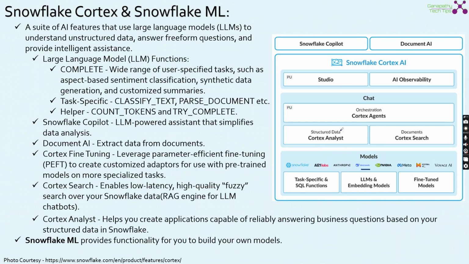On top of that, the chat related functionalities are provided using Cortex Analyst, Cortex Search and Cortex Agents, and then on top of that we have Cortex Studio and AI Observability. Then finally, on top of everything, we have Snowflake Copilot and Document AI. We are going to look at it in greater detail. So this is the complete suite of AI, ML, LLM, generative AI based services in which you can pick and choose your large language models.